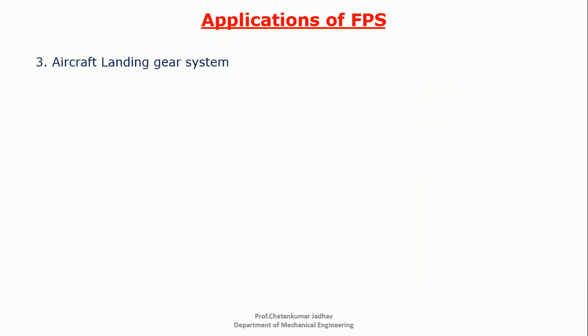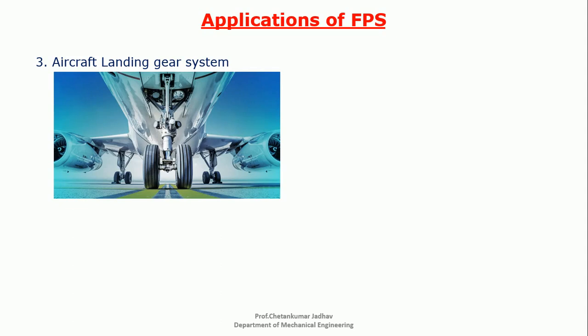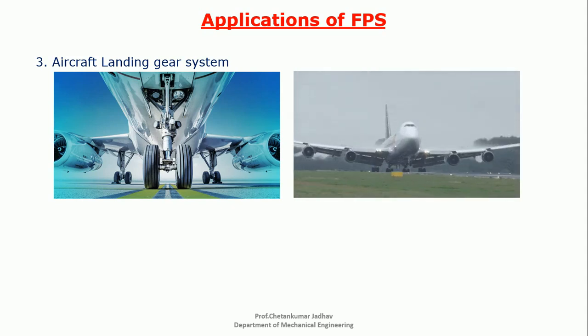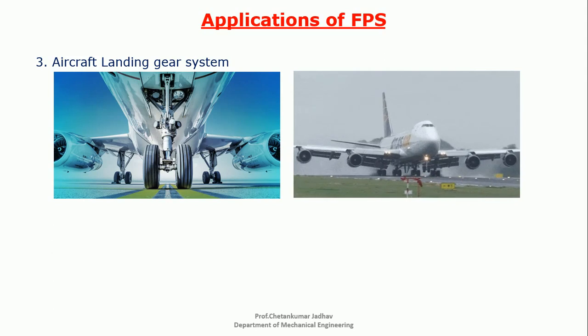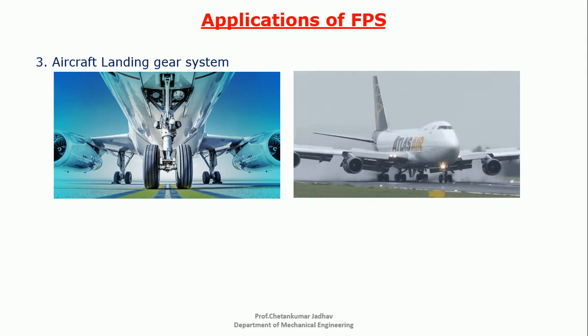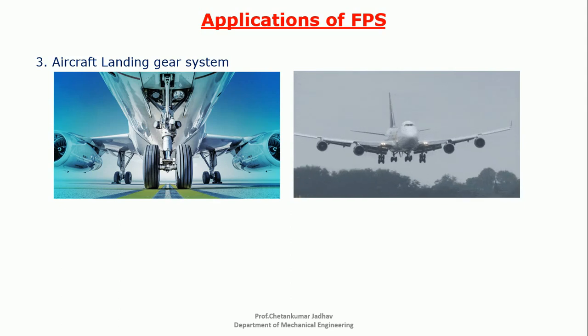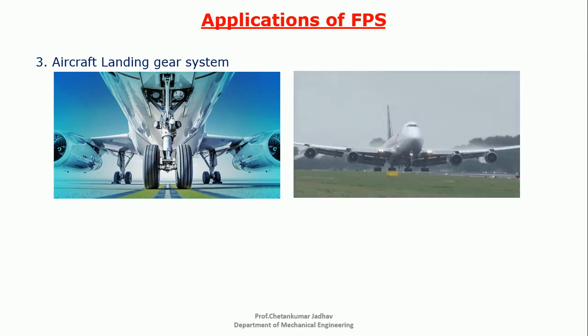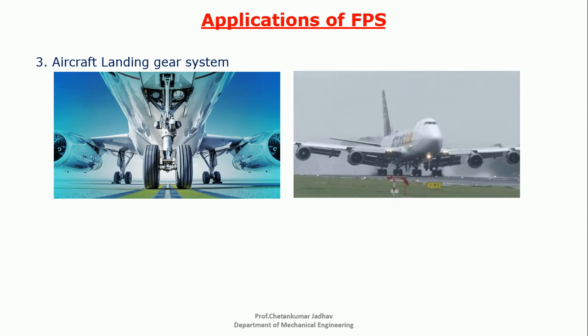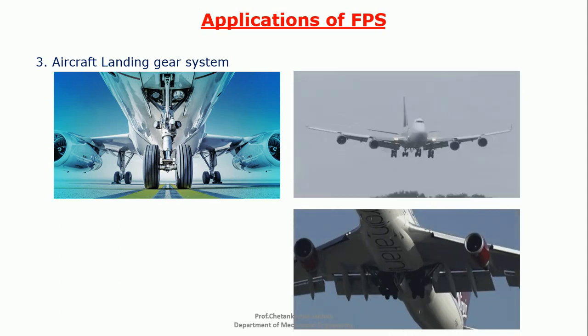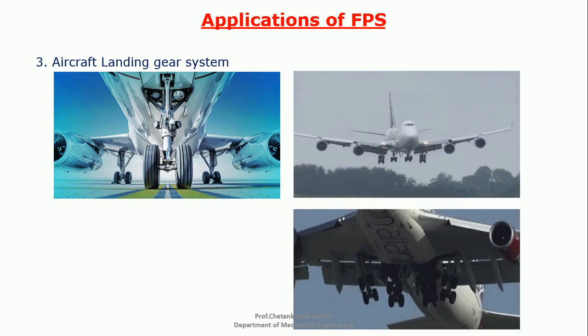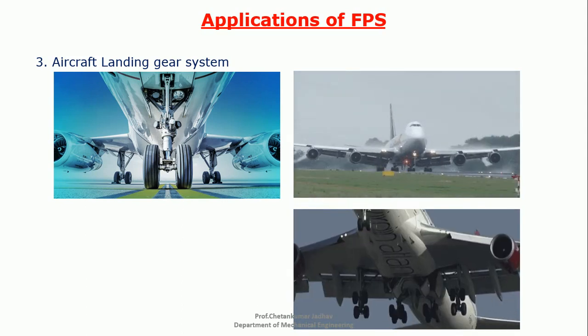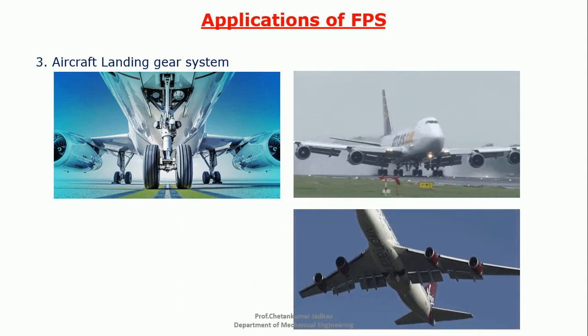Next application is aircraft landing gear system. Aircraft landing gear system is an assembly of wheels and shock absorbers. The purpose of using this landing gear system is to assure smooth landing of the aircraft without any vibration or damage to the aircraft. The wheels, which are equipped with shock absorbers, will damp the vibrations during the landing of aircraft. These wheels are also connected to one more actuator so that the wheels can fold inside and outside during takeoff and landing of aircraft.